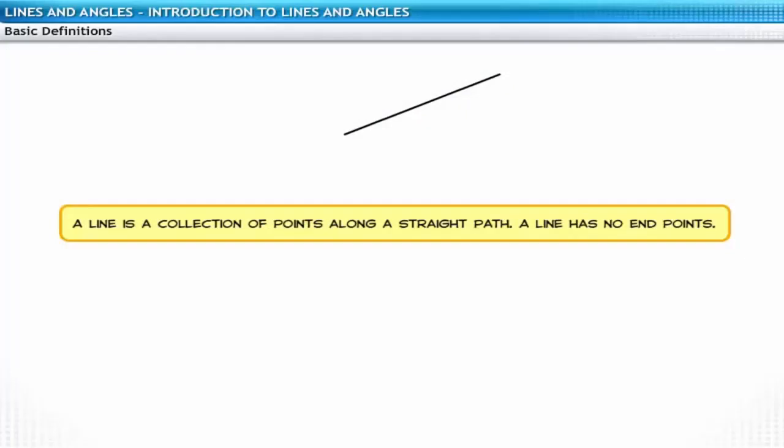A line has no endpoints. A line can be extended indefinitely in both directions. Let's call this line AB. It is denoted by a double-headed arrow. Sometimes lines are also denoted by small letters L, M, N, and so on.